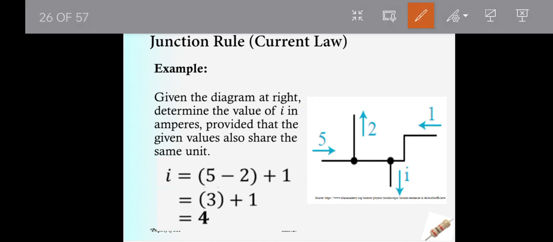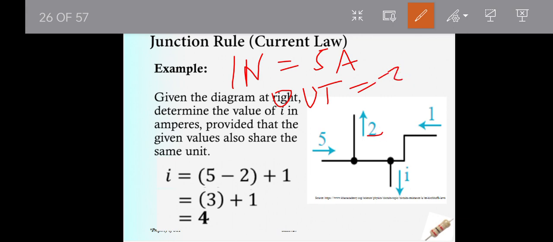Okay, so double check natin. So, ang going in natin, total niya is 5 amperes. Okay? Ang going out naman natin is we have ito, negative 2 and negative 4. Yung nasolve natin kanina. So, sorry, nakalimutan ko pala ito. Oh. Meron pa palang 1. So, plus 1 amperes. So, that is equal to 6 amperes.